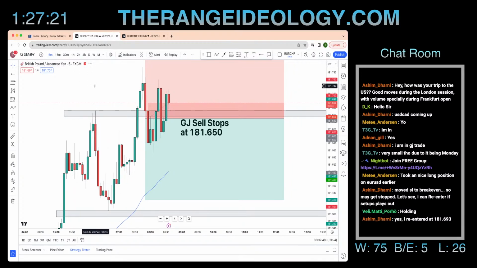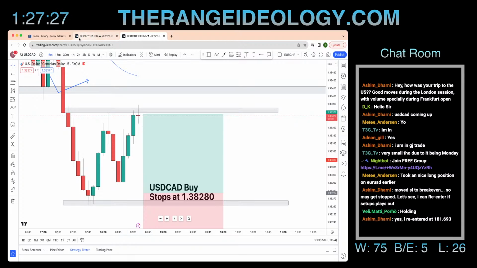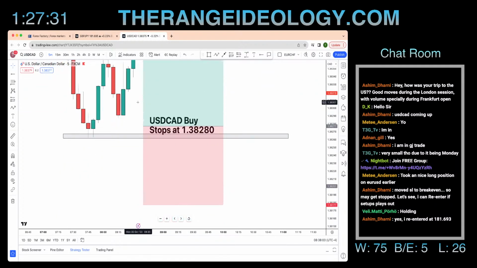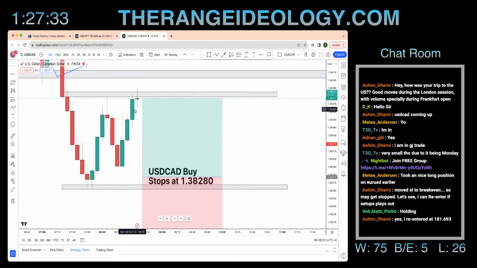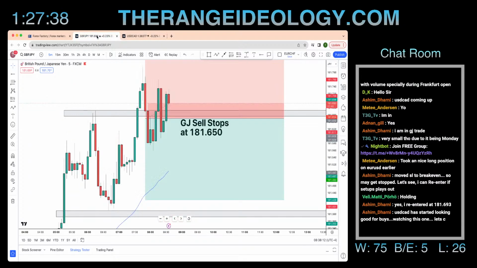Come on, GJ, make that move. Got another 5-minute candle coming up as well. And USD CAD again. I won't do anything until it comes down here. But again, if it continues to make that move more bullish, then these will be voided.